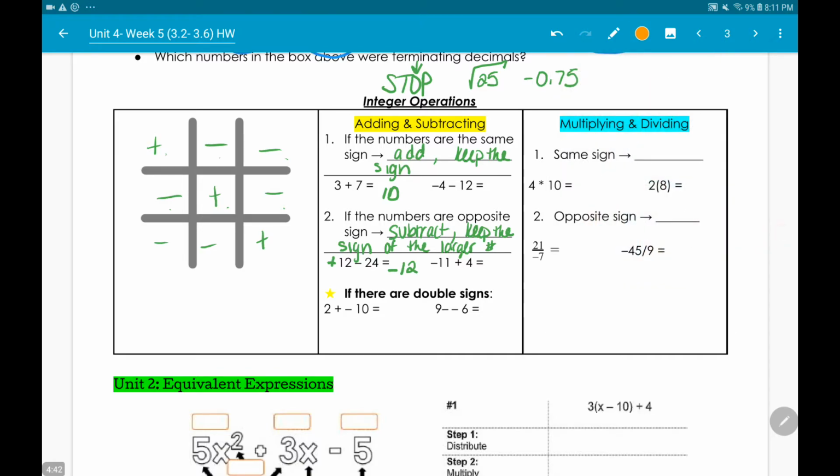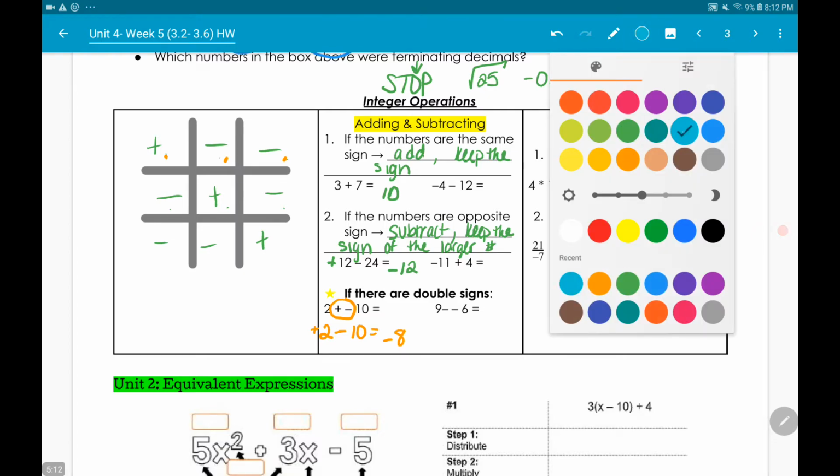Let's move on to double signs. If there are double signs, we could also use the tic-tac-toe board to help us. So I have 2, I have a positive, I have a negative, so that means I change it to a negative. So I have 2 minus 10. And one more time, again, the 2 is positive, 10 is negative, so subtract the numbers, I get 8. 10 is larger, so negative 8.